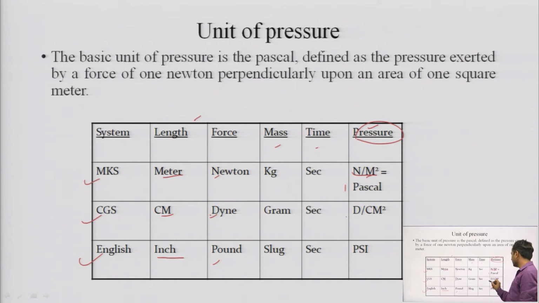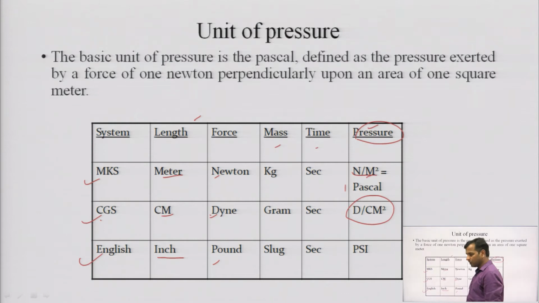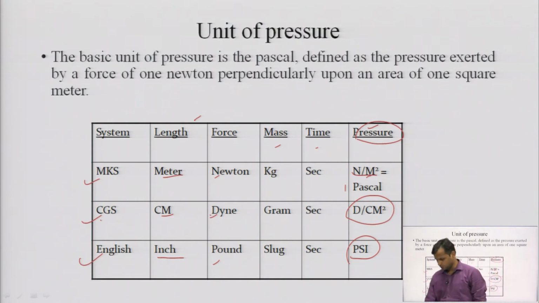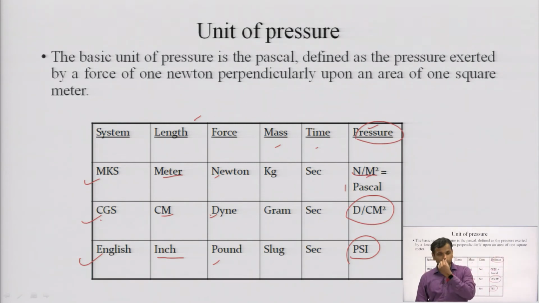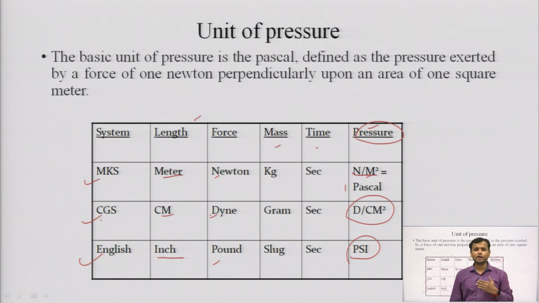or that can also be called a dyne per centimeter square in the CGS system, and in the English system that can be called a pound per square inch. So, these are the different units in which pressure can be measured. Now, we can transform one unit into another according to our application or any numerical.